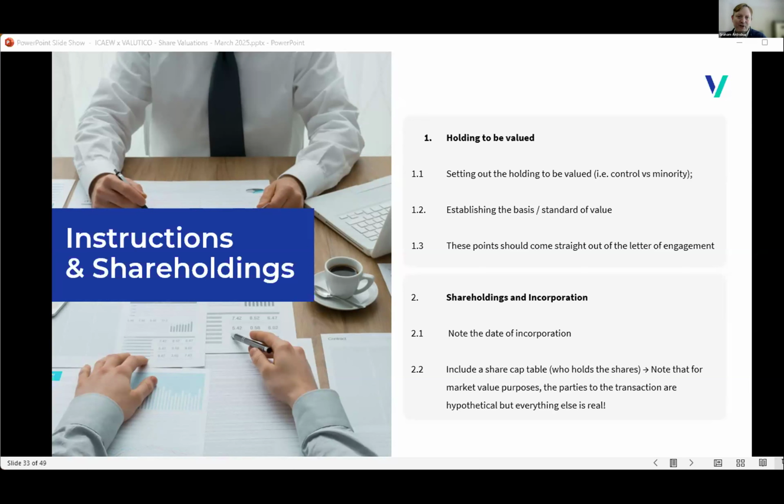The next section covers shareholdings and incorporation details. So what we're going to do is document the date of incorporation, provide some historical context on the company's existence and operations. Typically, we'll also include a share cap table to outline the ownership structure, who holds the shares and in what proportions. And I think at this point, it's important to note that for market value purposes, the hypothetical nature of the transaction means that we assume a hypothetical willing buyer and seller, but everything else is grounded in reality. So that really sets the context for us.